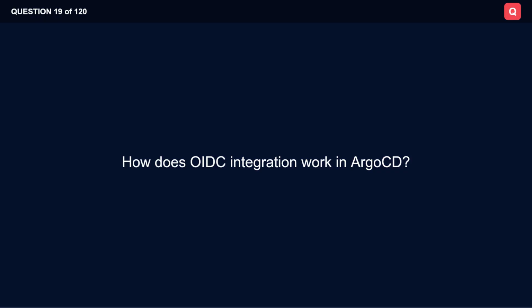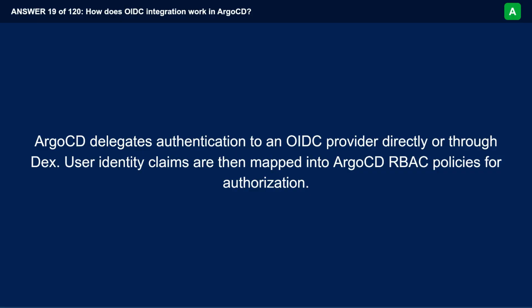How does OIDC integration work in ArgoCD? ArgoCD delegates authentication to an OIDC provider directly or through DEX. User identity claims are then mapped into ArgoCD RBAC policies for authorization.